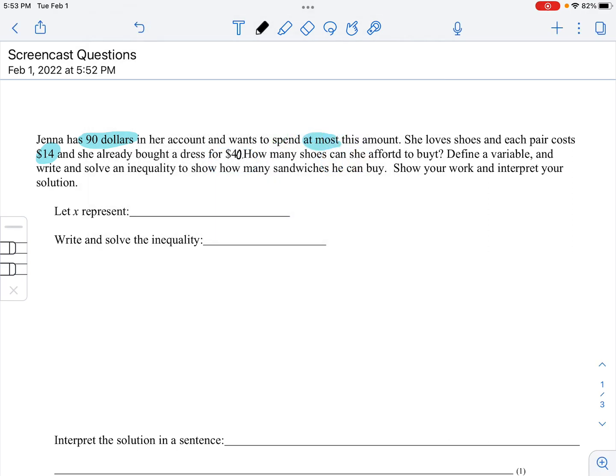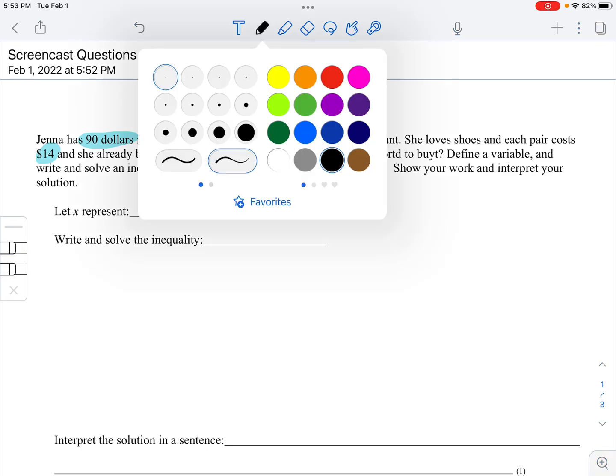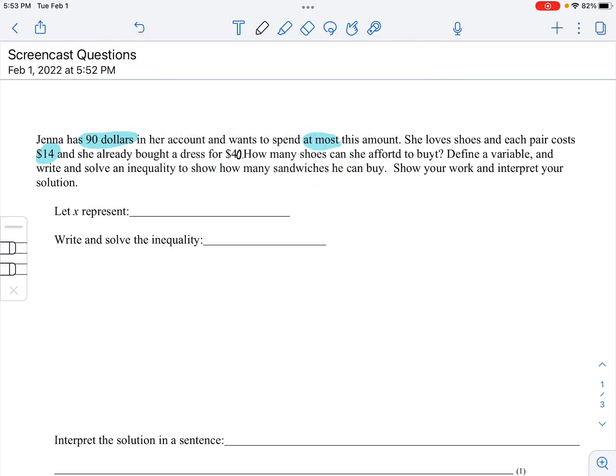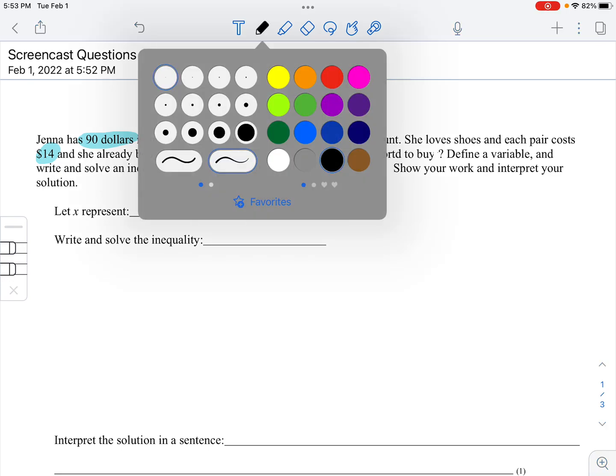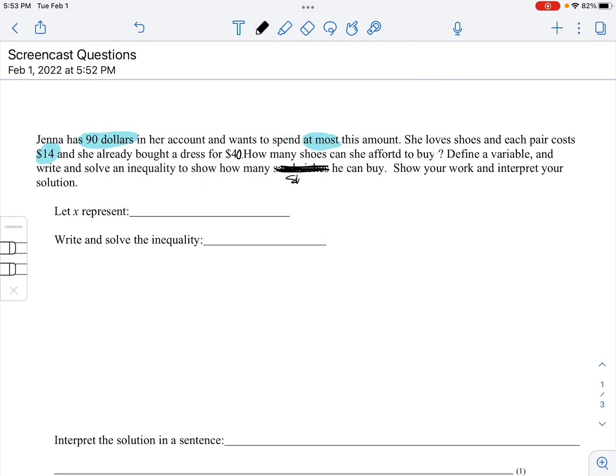Okay, so she already spent $40, and now the question is, how many shoes can she afford to buy? Man, Jenna's on a roll. All right, define a variable, write and solve an inequality, how many shoes she can buy, which is obviously supposed to say shoes she can buy. You know, great job, Mrs. Moon, on writing this problem. Show your work and interpret the solution.